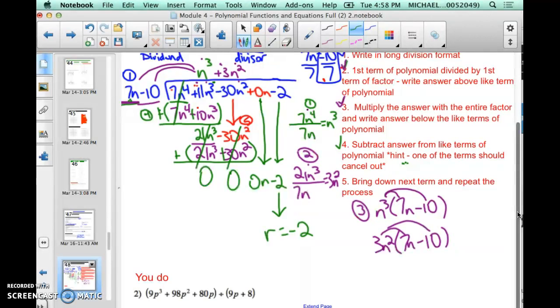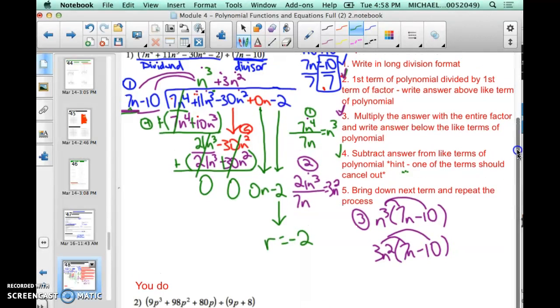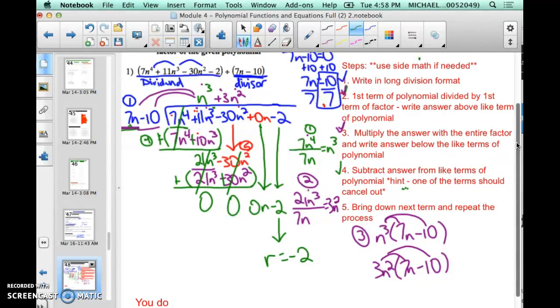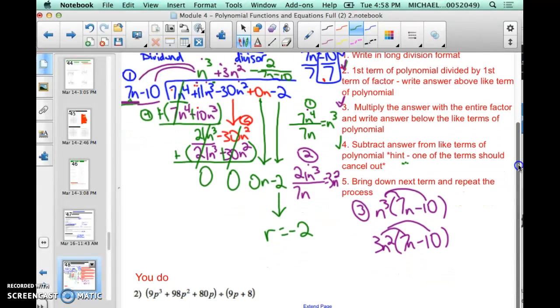So if you ever have a remainder, the way you write your answer, it was n cubed plus 3n squared. Now it's going to be minus 2 over 7n minus 10, the original divisor. So my final answer, after I divide out the factor, 7n minus 10, is n cubed plus 3n squared minus 2 over 7n minus 10.